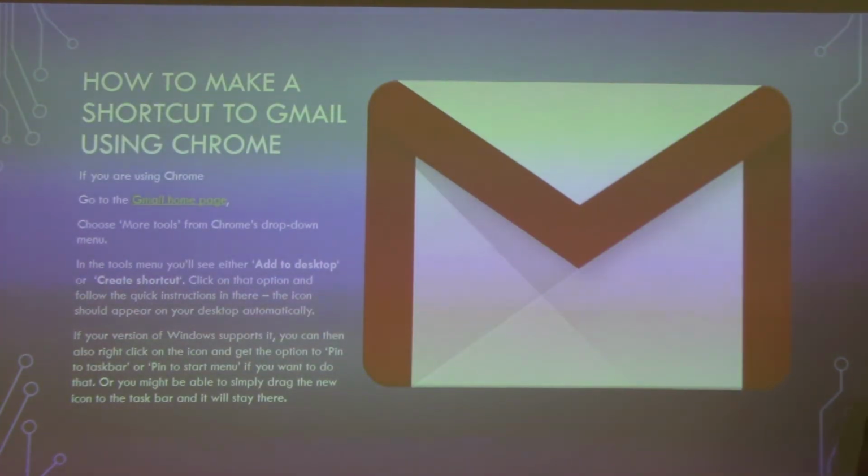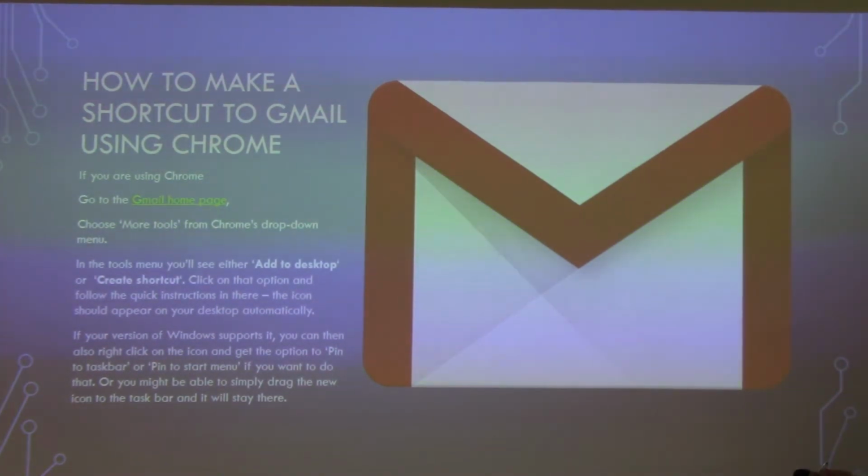How to make a shortcut to Gmail using Chrome. So if you have a desktop or a laptop computer, you can make a shortcut to your desktop so that you don't have to keep going in through the internet to get to your Gmail account. So once you've downloaded Chrome, now you're using Chrome, you're going to go to the Gmail homepage, choose More Tools from Chrome's drop-down menu. In the Tools menu, you'll see either it'll say Add to Desktop or Create a Shortcut. Click on that option and follow the quick instructions in there. The icon should appear on the desktop automatically.